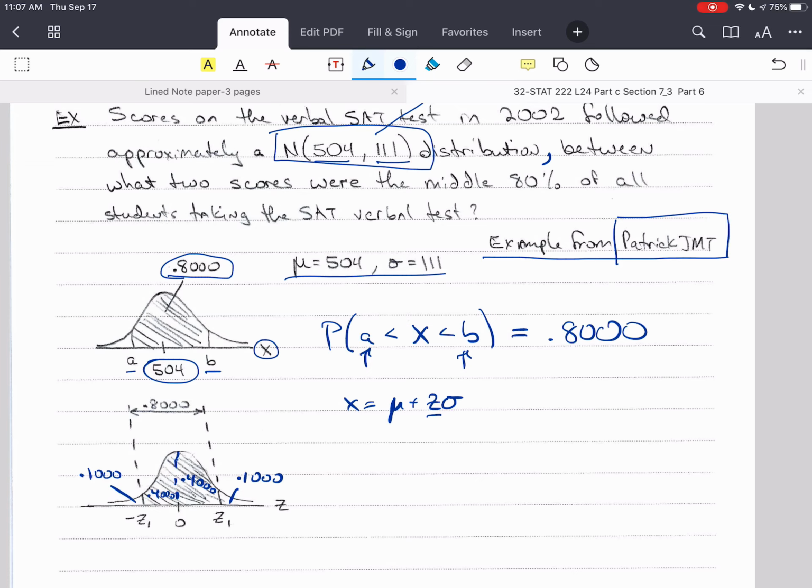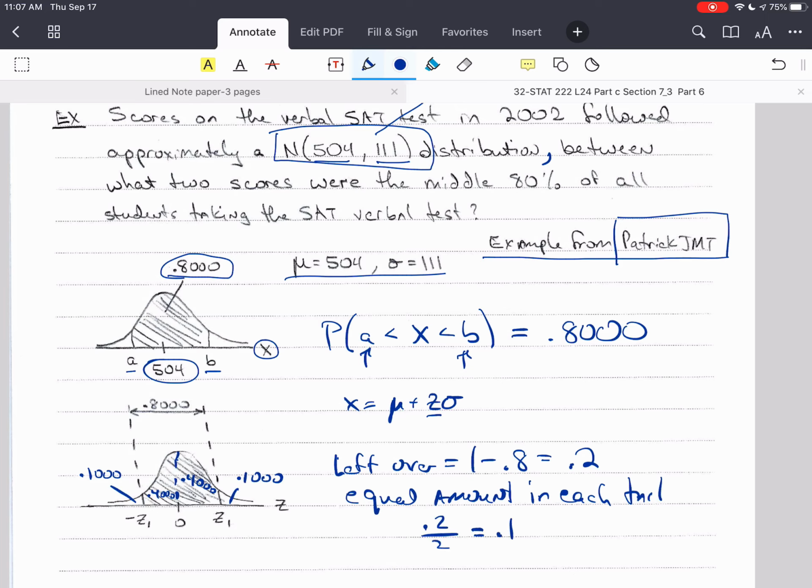The other way to figure this out is to not look at it as a half, but to look at it on the whole, and to say what is left over, or remaining, is 1 minus 0.8, which is 0.2. So an equal amount in each tail. So 0.2 divided by 2 equals 0.1. Notice I'm putting 4 decimal places here all the time for the probability. The reason I'm doing that is because that's what's in the table. So let's go find a table.